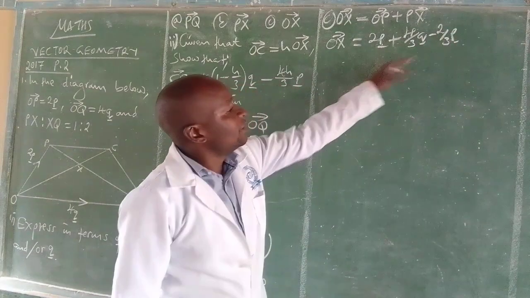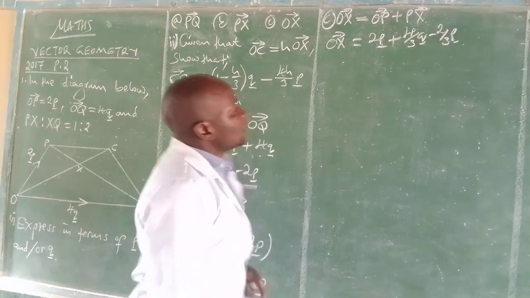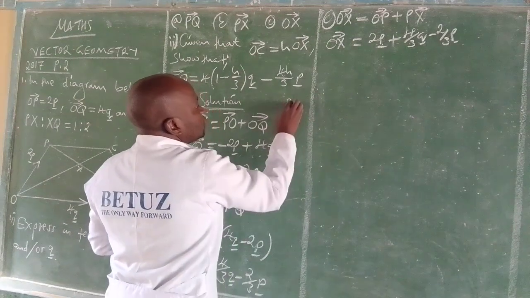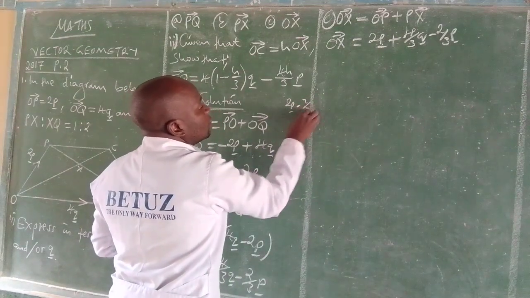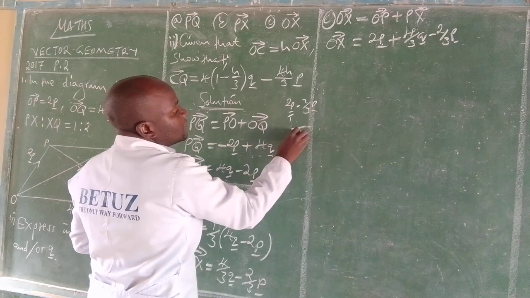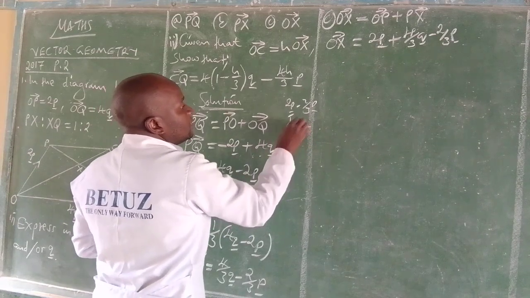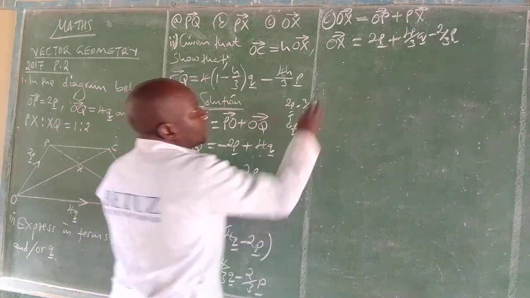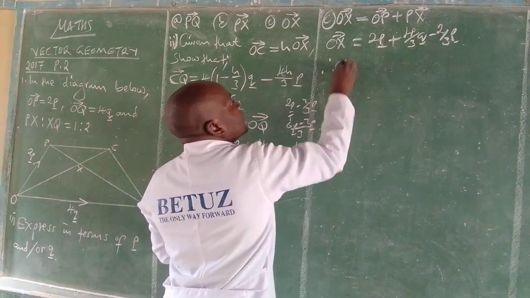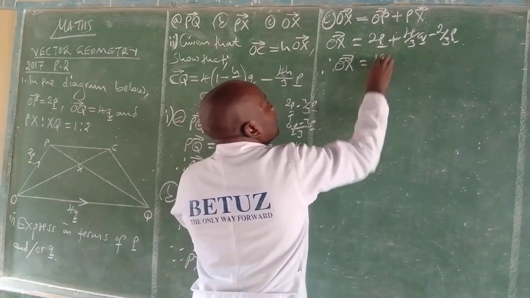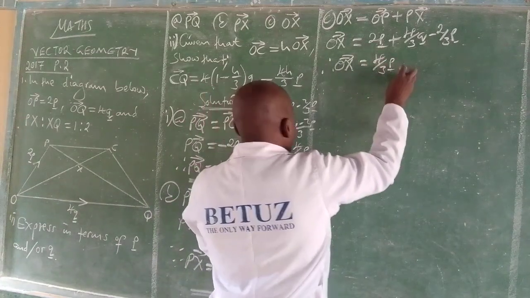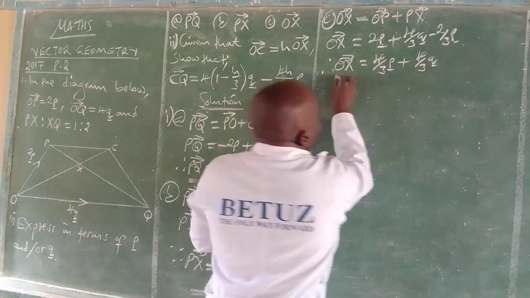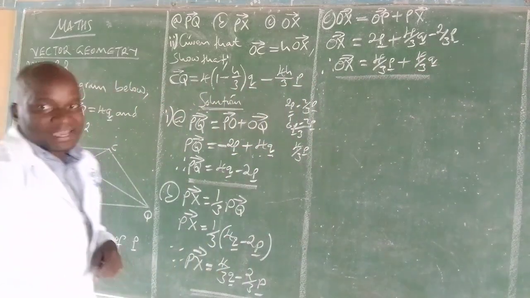Looking at what we have here, we have two like terms, the Ps. So we are going to work them out to add them. That will be 2P minus 2 over 3P. This is over 1. LCM is 3. We're going to have 6P minus 2P. So this will give us 4 over 3 vector P. Therefore, OX is equal to 4 over 3 vector P plus 4 over 3 vector Q. So this is the solution for OX.